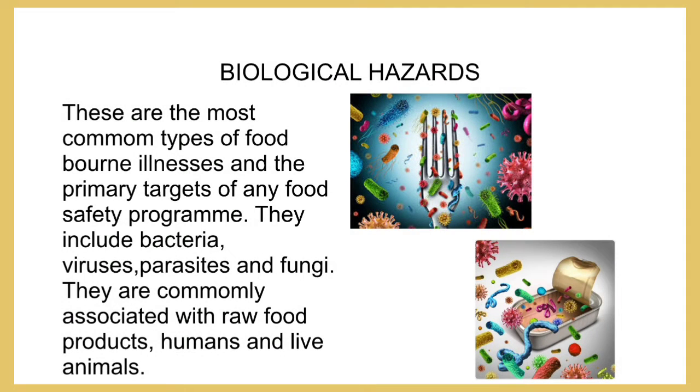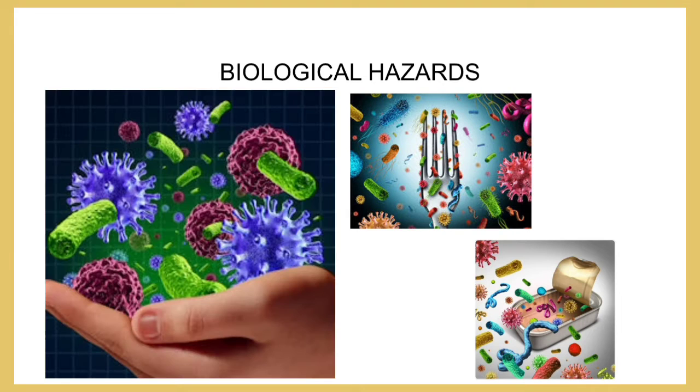The biological contaminants or biological hazards are the most common types that are responsible for food spoilage or foodborne illnesses, right? They would include things such as bacteria, viruses, parasites, and fungi, and they are commonly associated with raw food products, humans, and live animals. Another thing to note also is that biological contaminants or biological hazards are microscopic, and this means that it is hard for us to see it with the naked eye.